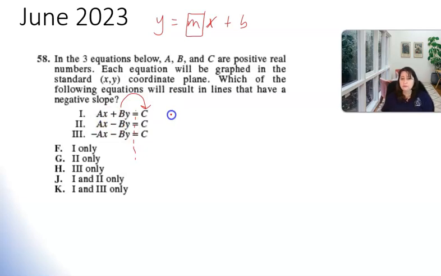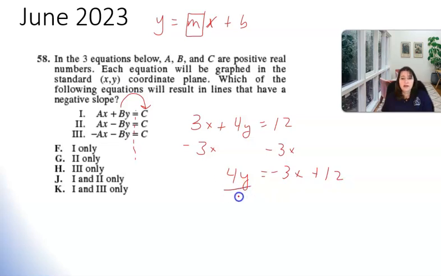Okay, so let's start with number 1. Say that was 3x plus 4y equals 12. Let's put numbers in there. Why not? We're going to subtract 3x from both sides. So far, it does look like we're going to end up with a negative slope. So we end up with negative 3x plus 12. We're going to divide both sides by 4. Yep, that one gives me a negative slope. So I want to look for that. I want to get rid of this one. Now I'm left with only 1 and 2, and 1 and 3.